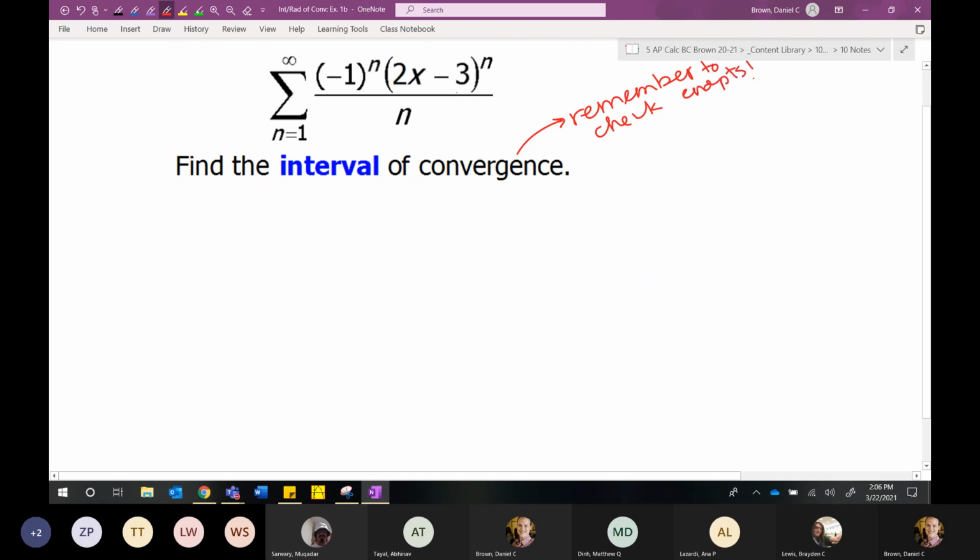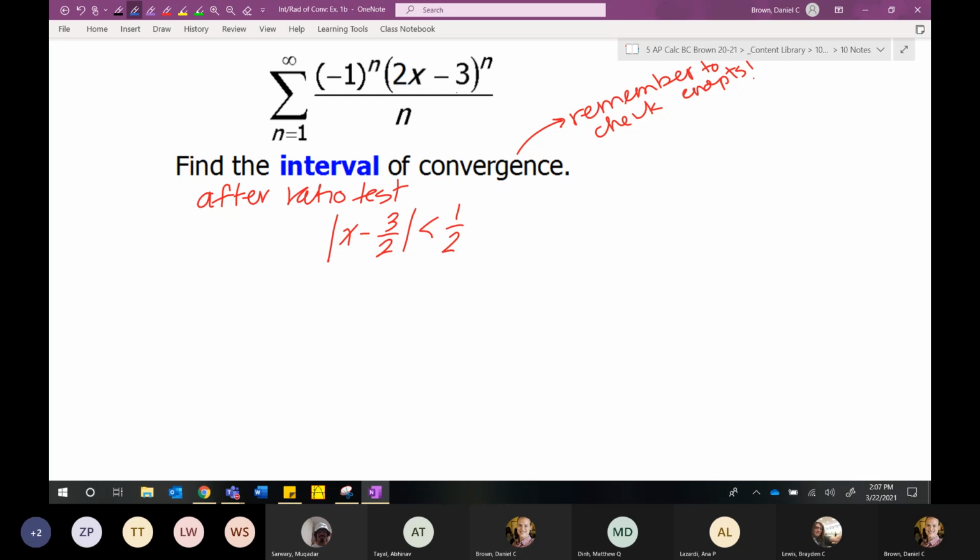So step 1, we would do the ratio test. I'm not going to redo the whole ratio test, but we basically got down after the ratio test to this: the absolute value of x minus 3 halves is less than 1 half. This question is basically asking us to find the interval of convergence. We're trying to find what x values would allow this power series to converge.